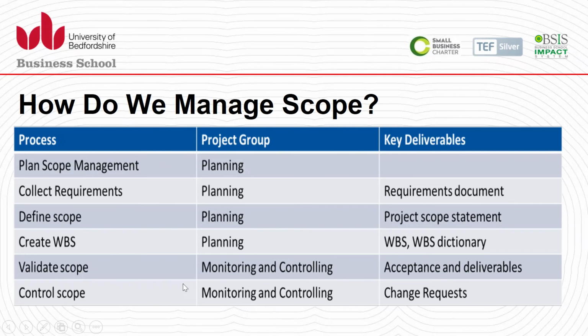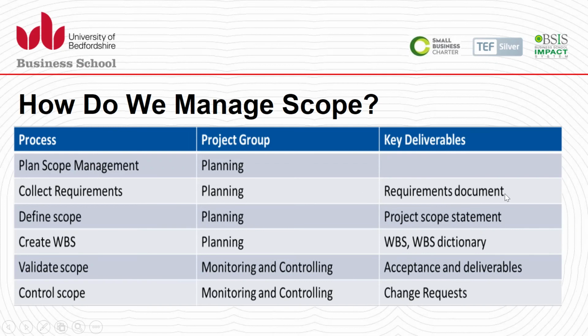Not just monitor, but we also need to control the scope. If anything is detracting, that needs to be brought back on track, and we keep controlling and monitoring it. So we also get documents as key deliverables. Key deliverables can be achieved from the requirement collection.